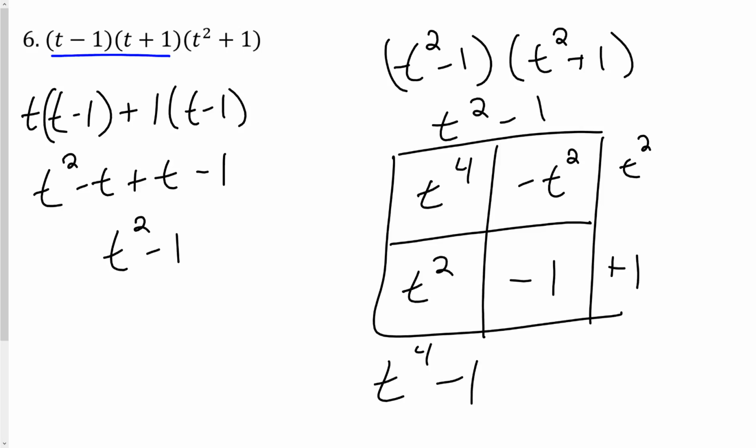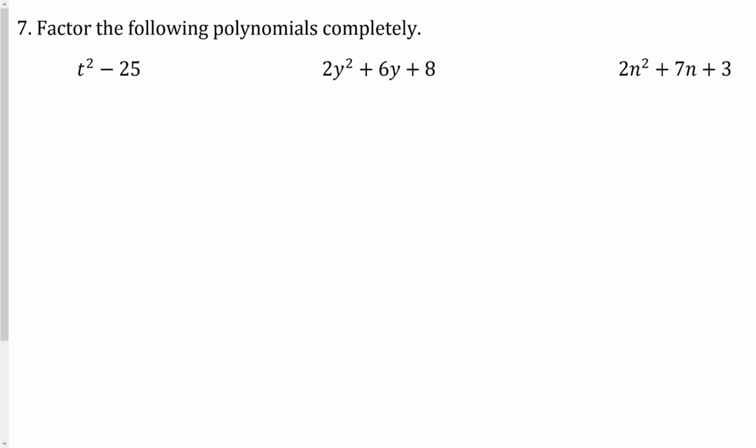Now, I know we haven't talked about factoring difference of perfect squares, but I hope you recognize that t minus 1 times t plus 1 is the difference of perfect squares. And then over here, t squared minus 1 times t squared plus 1 is also the difference of perfect squares. So we're going to get to that, but that's just something to mention. So on to the Algebra 1 review. Factor these polynomials completely.